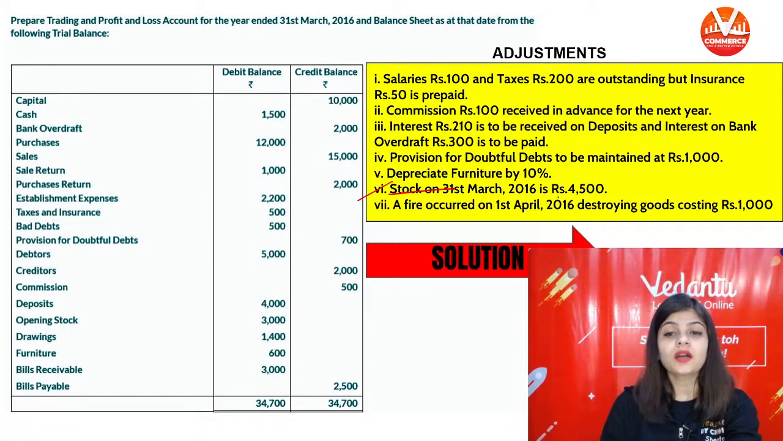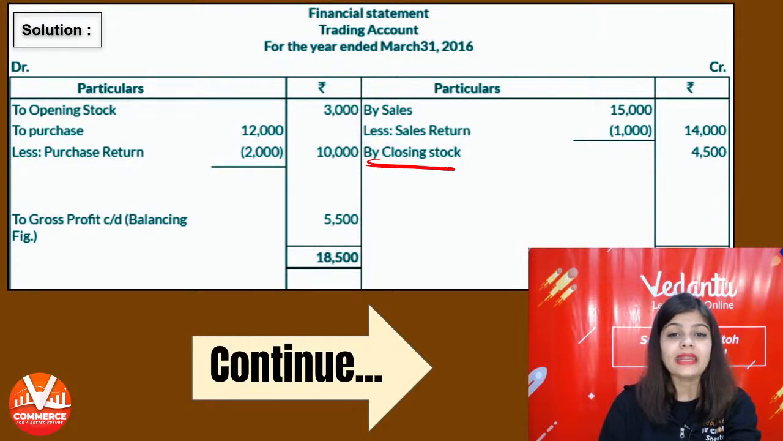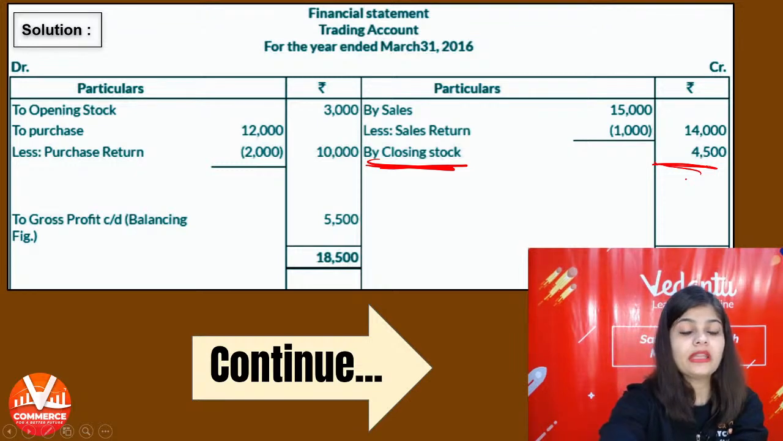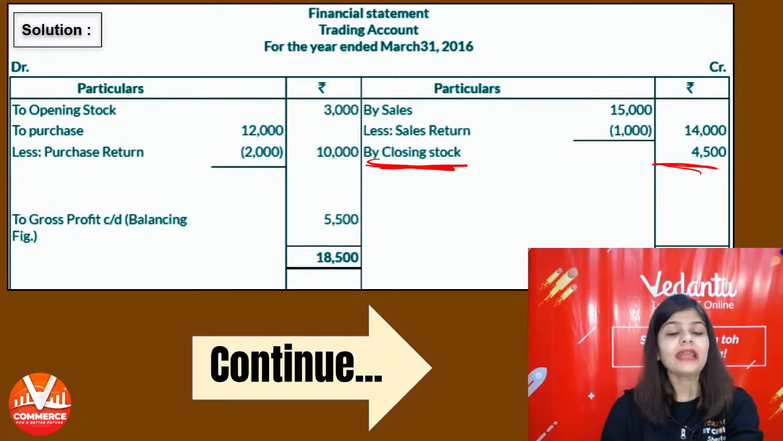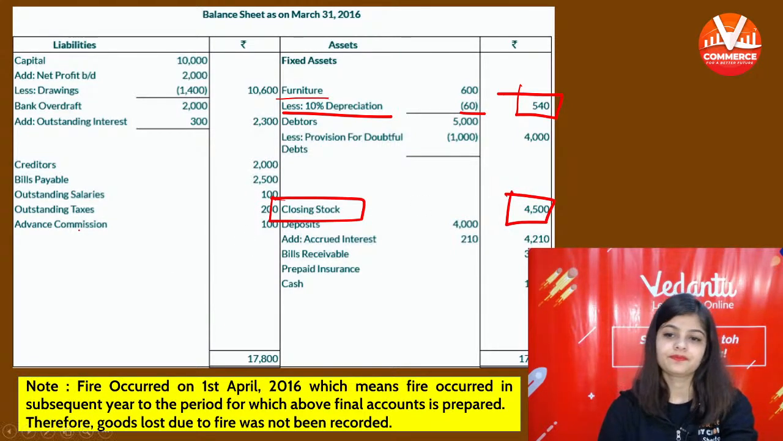Next, stock on 31st March 2016 is 4,500. Closing stock. This is a very easy adjustment. Closing stock is recorded on the credit side of trading account. By closing stock 4,500 on the credit side of trading account. And then you will record in the asset side of balance sheet.